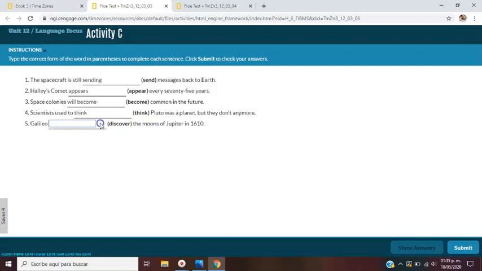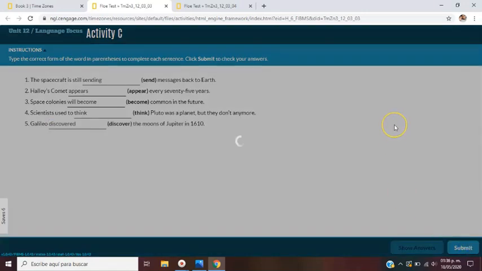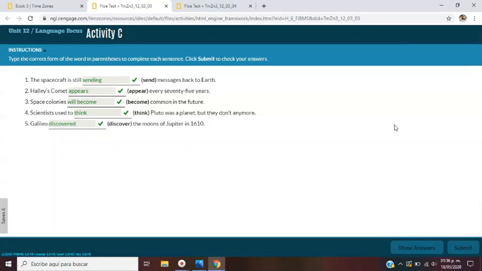Galileo, the moons of Jupiter in 1610. So you are referring to a situation in the past. That's why we are going to write discover. Okay, let's check our answers. Well done, guys. Well done. I'm really proud of you. Let's move on to the next exercise.